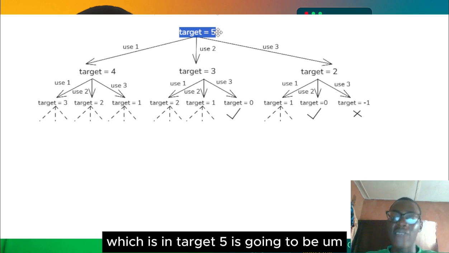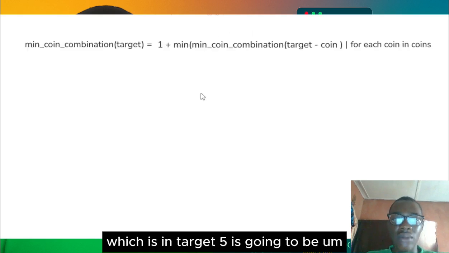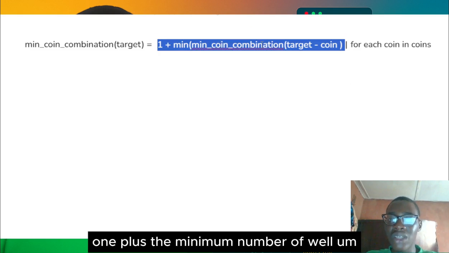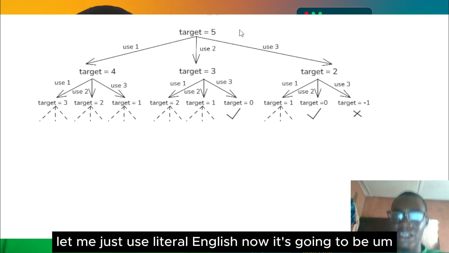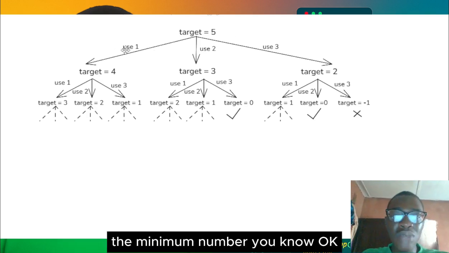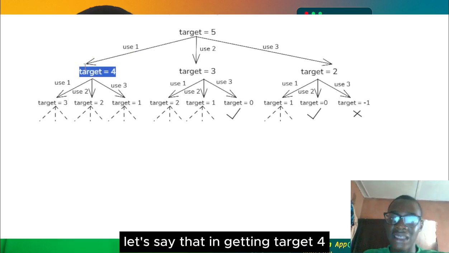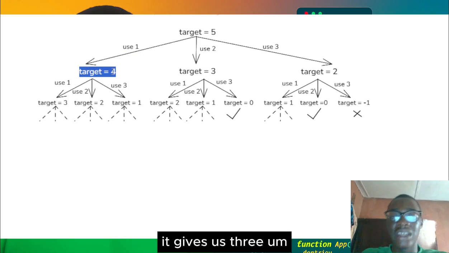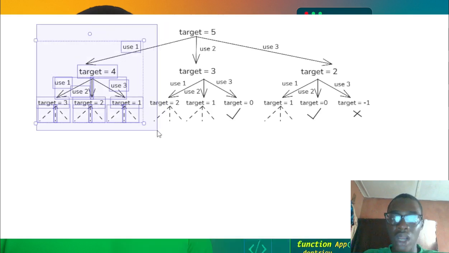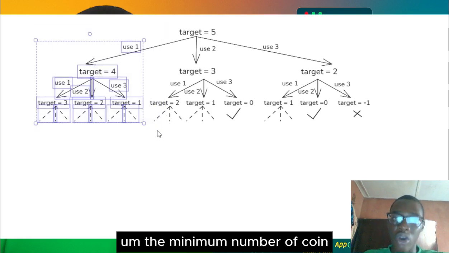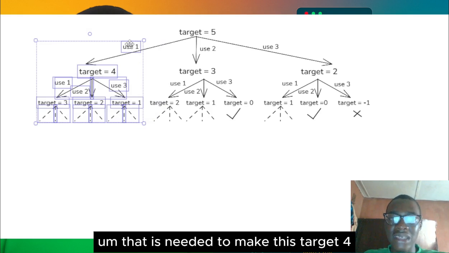Which is target 5, is going to be 1 plus the minimum number. Let me just use literal English now. Okay, let's say that in getting target 4, it gives us 3. Let's say that by following this path right here, that is the minimum number of coins needed to make this target 4.